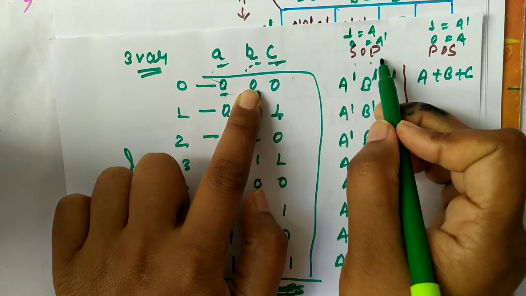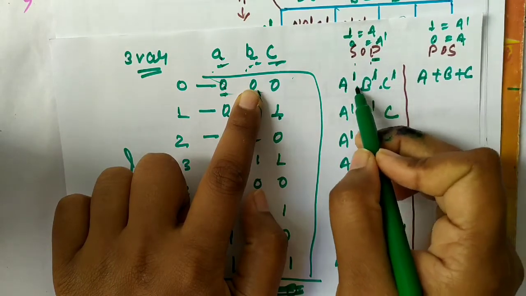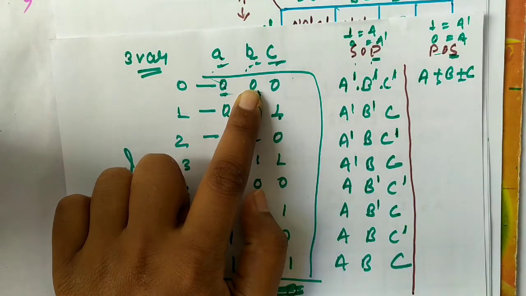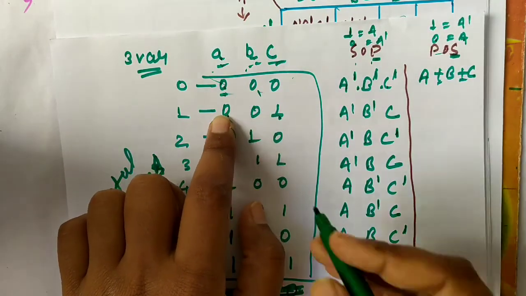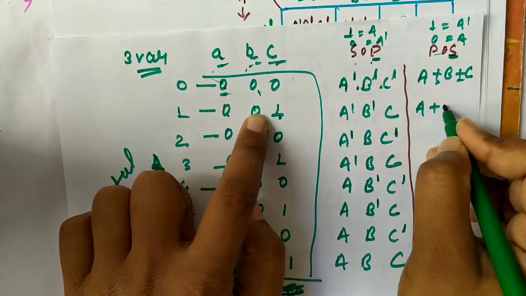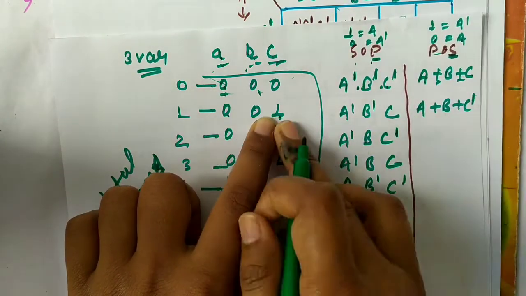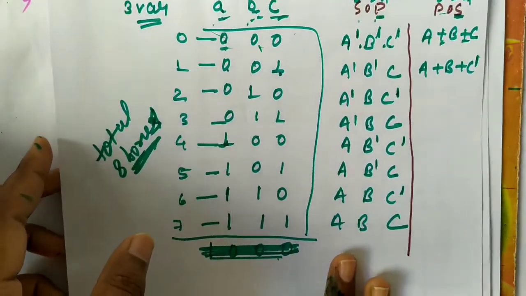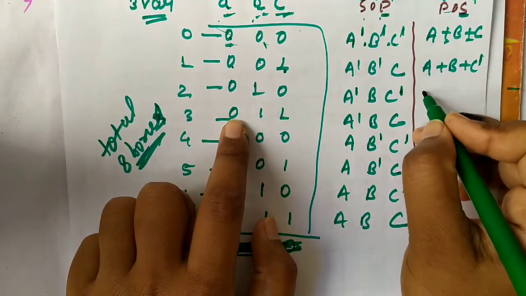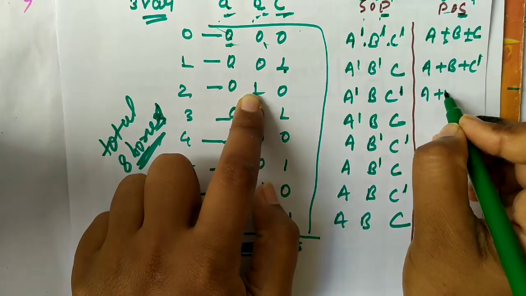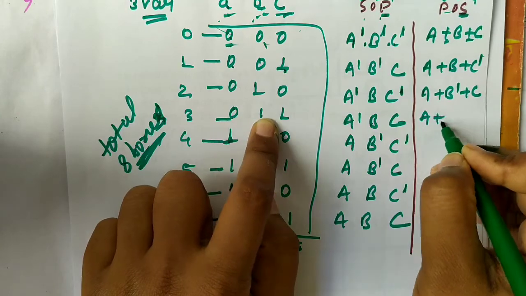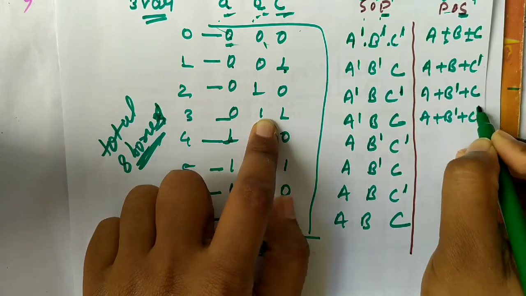In the SOP, first one is multiply. So here is a multiply. But in the POS, first one is sum. So put a sum. Sum, that means addition sign. Again 0, that means A plus B plus C dash. Because 1 that means dash, negation value. Then next one is here A plus B dash plus C. Next A plus B dash plus C dash.